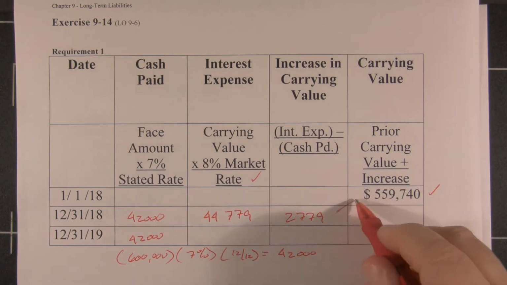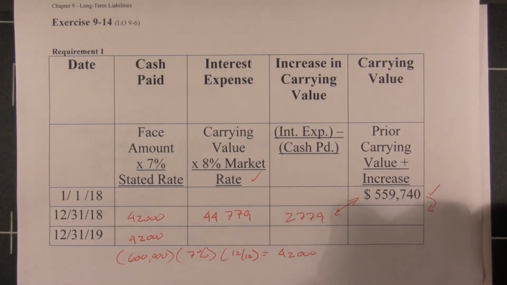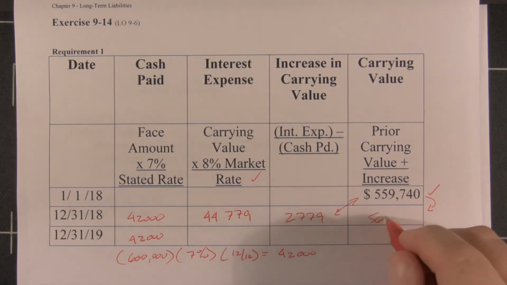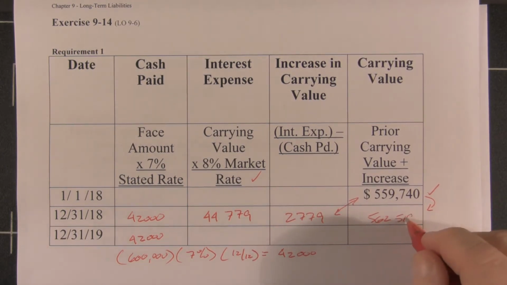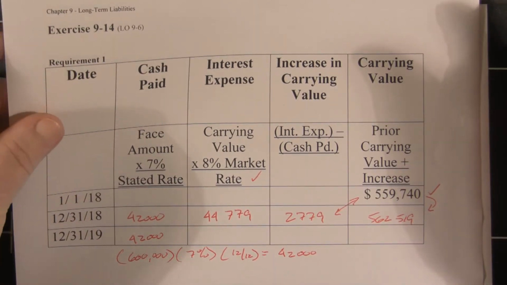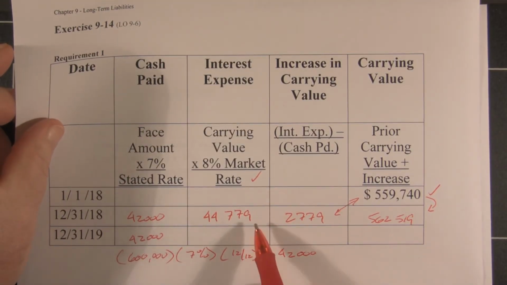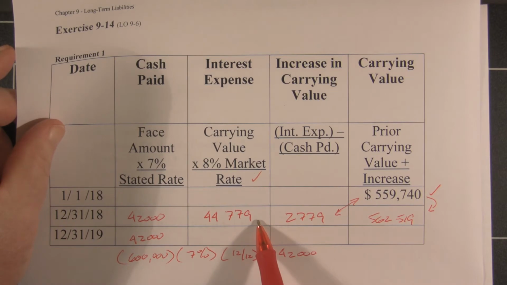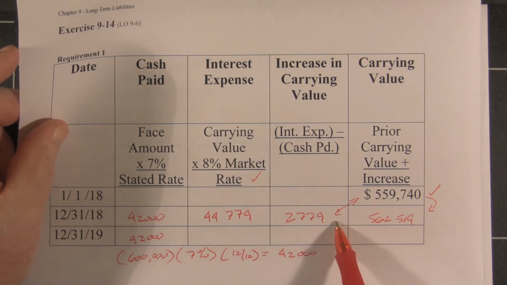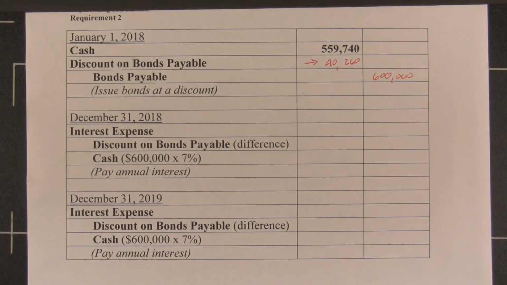Add that to that. And the new amount is $562,519. So let's go do the journal entry for that. We're sending out $42,000. Our actual interest expense is $44,779. We're amortizing, we're increasing our carrying value by $2,779.